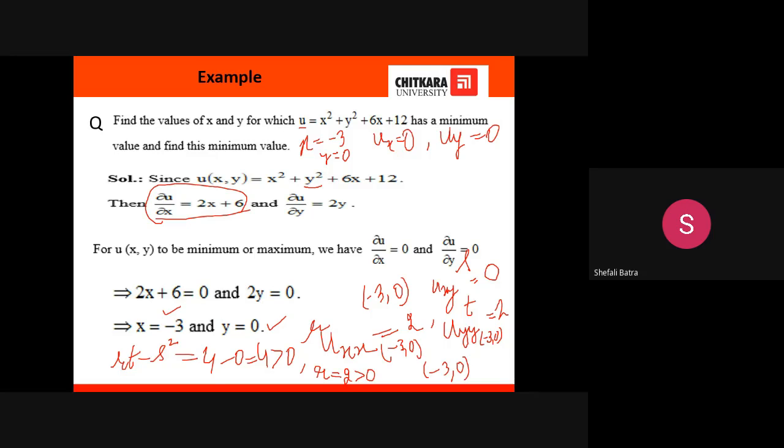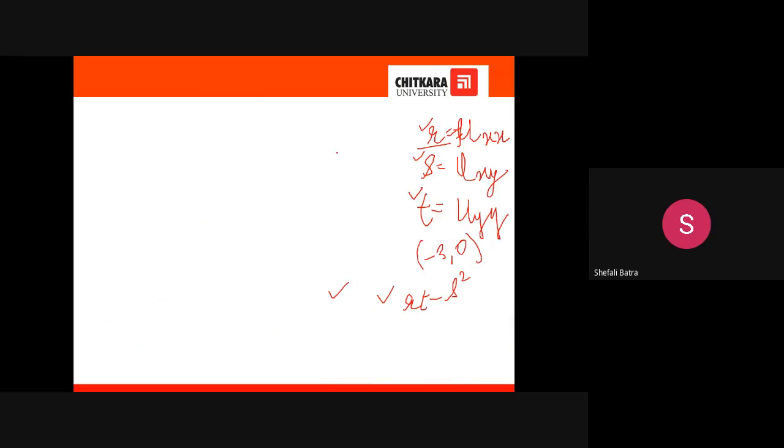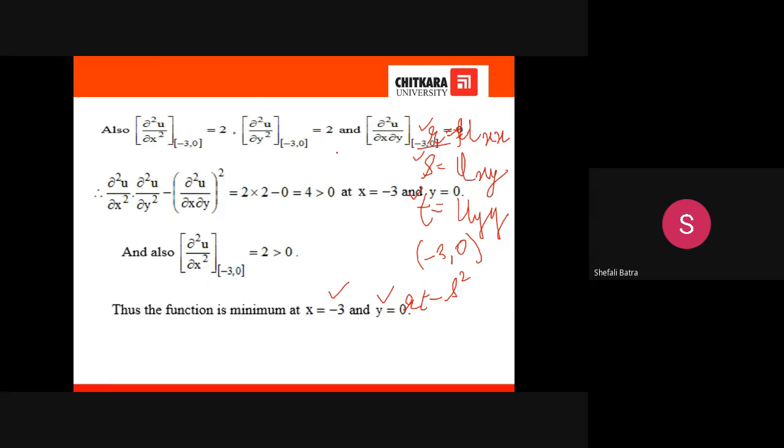Yes, beta? Ma'am, it's 3. 3, beta? No. Okay, let's check it. So it is 3. 9 minus 18 plus 12, that is 3. So the minimum value is 3. I hope the question is clear.